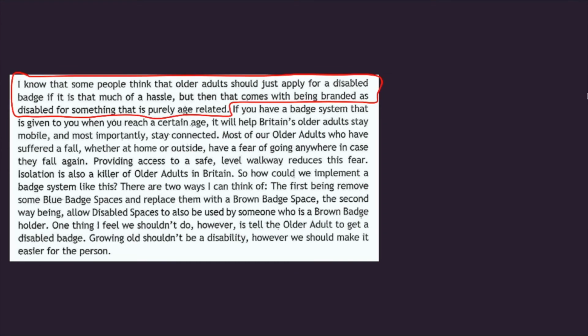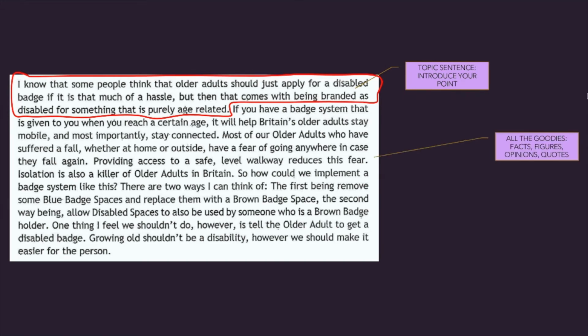Okay, so up here, we've got a topic sentence that introduces their point. They're going to be talking about these disabled badges and how they should be distributed. In the middle, we've got all the goodies. There's facts, figures, opinions, quotes. Well, let's have a look and see what is in there.